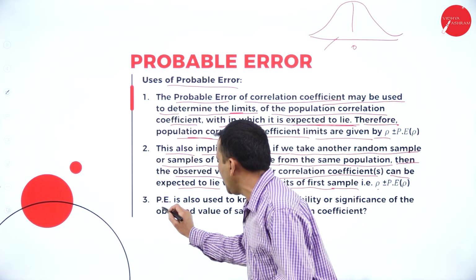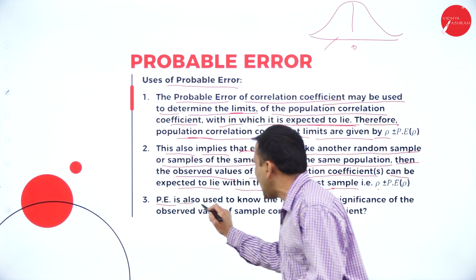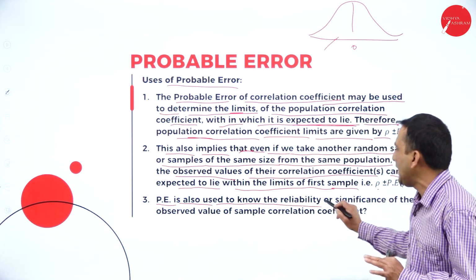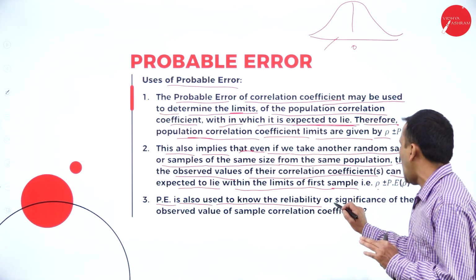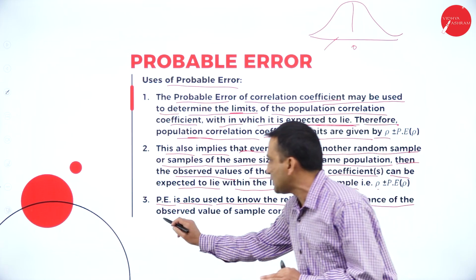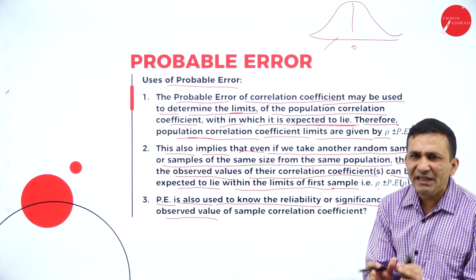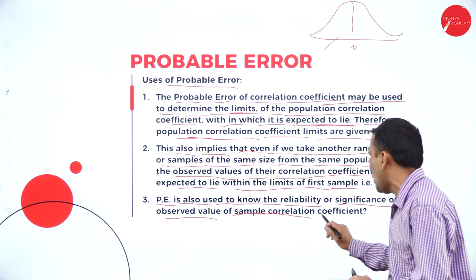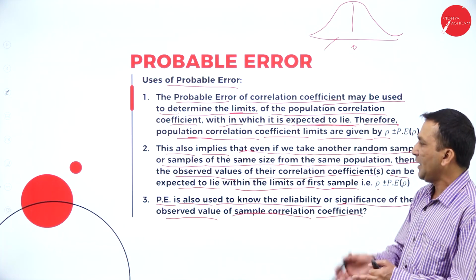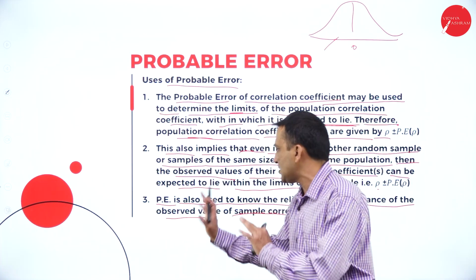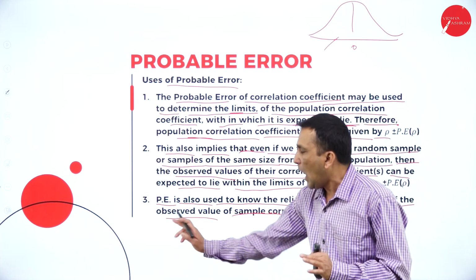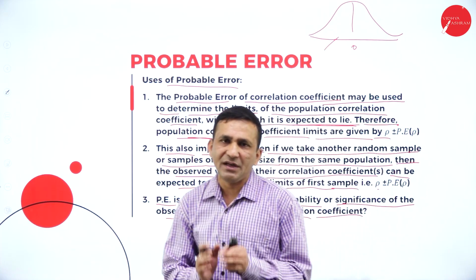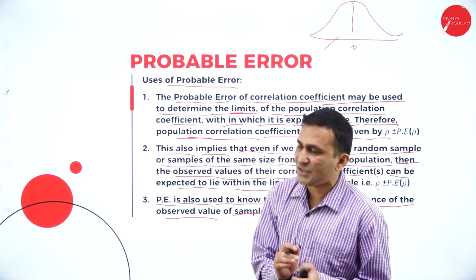So P plus or minus the probable error. The third usage is that the probable error is always used to know the reliability or significance of the observed value, because the probable error depends completely on the observation, whatever is given in the question or on an experimental basis.